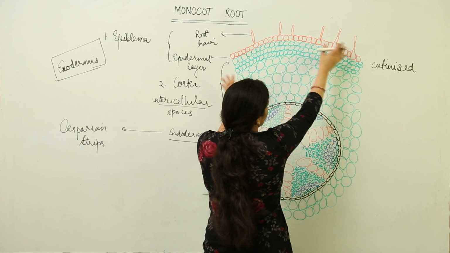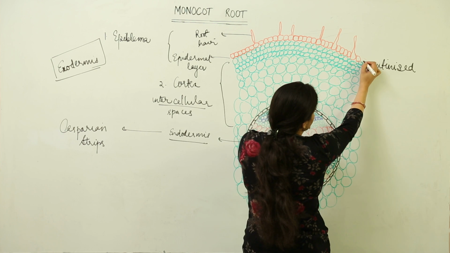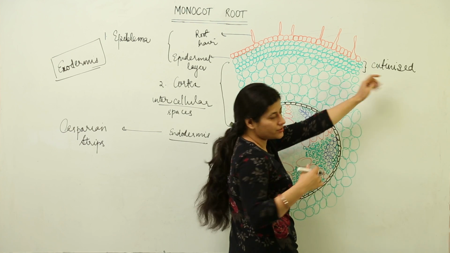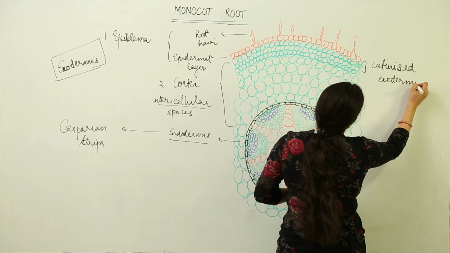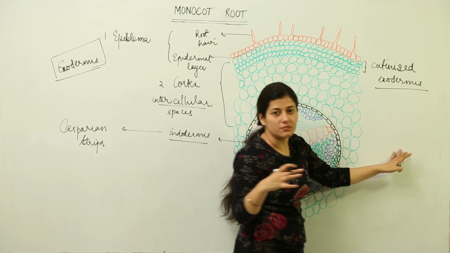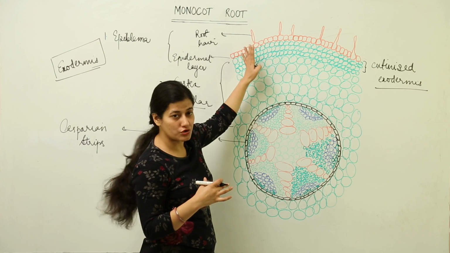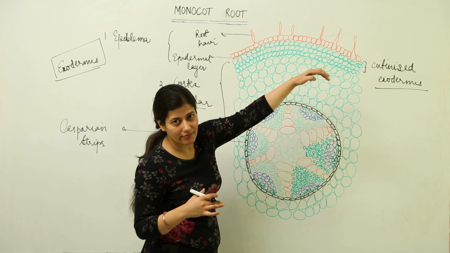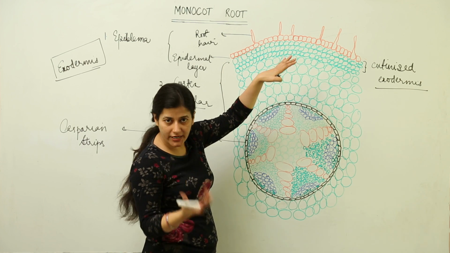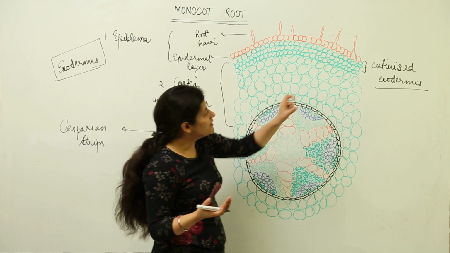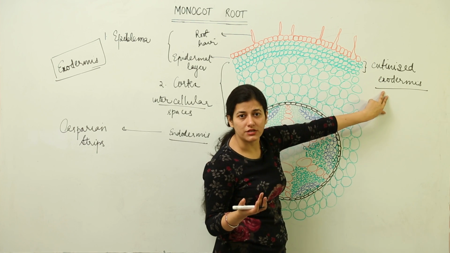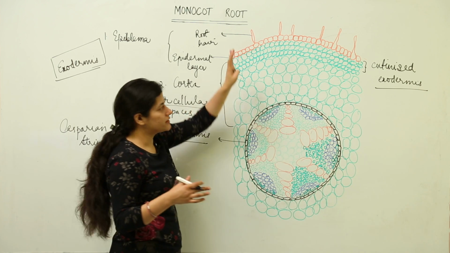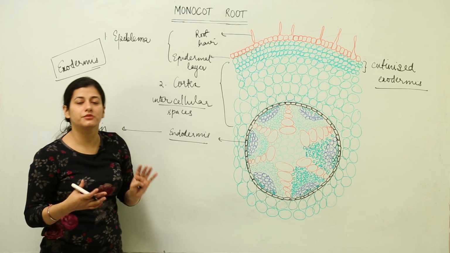This layer has sort of shed off. So these outer cortical cells become cutinized and form exodermis. I am repeating it again, that at times exodermis is formed in the case of monocot root when the outer layer, that is the epiblema, sheds off. At that point, the cells of cortex get cutinized and form exodermis. Otherwise, the purpose of cortex and epidermis is quite similar to that of dicot root.